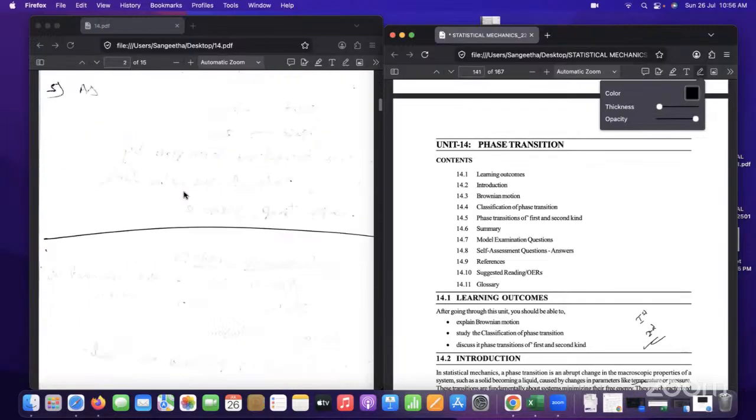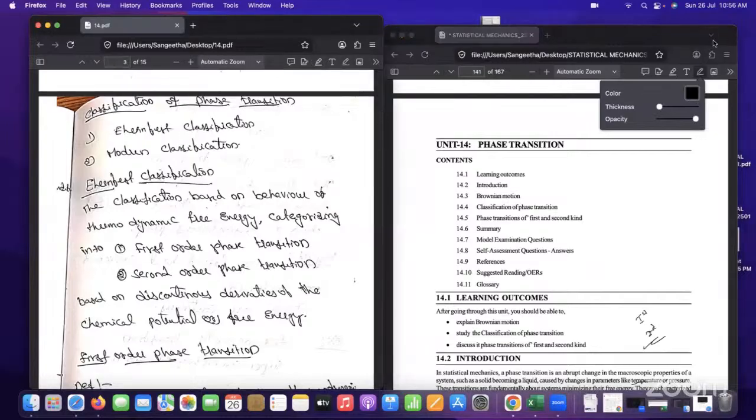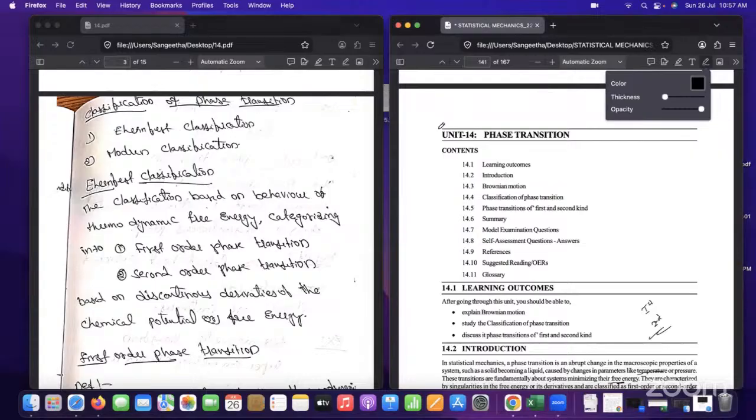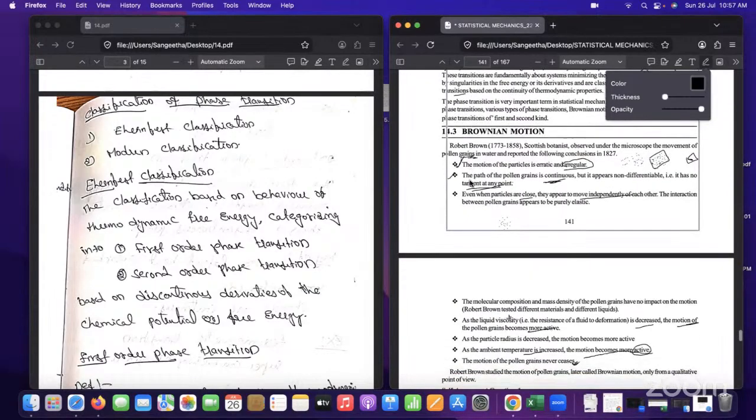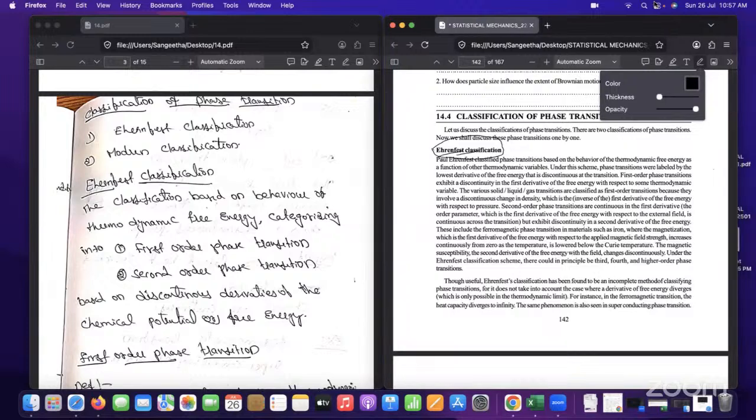Next, Brownian motion is completed. Next, we'll see classification of phase transition. In classification of phase transition, there are two types. First is Ehrenfest classification, second one is modern. First, we will see Ehrenfest classification. Ehrenfest classification again is categorized into two.